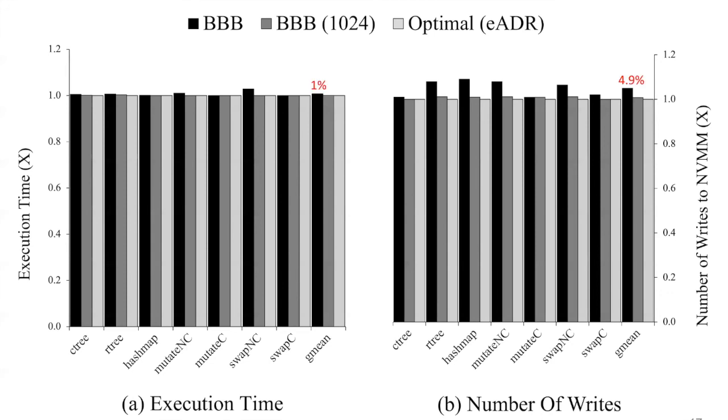On average, our solution has only 1% execution time overhead compared to EADR and 4.9% overhead in the number of writes compared to EADR. Furthermore, these overheads can go even lower, up to about 0, if we extended the persist buffer size to about 1024 as shown on the dark gray columns. However, this will come with increasing the energy and the time needed for draining compared to our default size of 32.